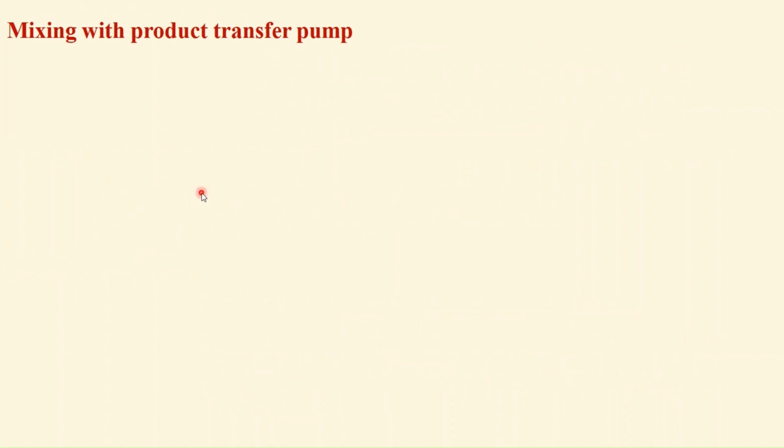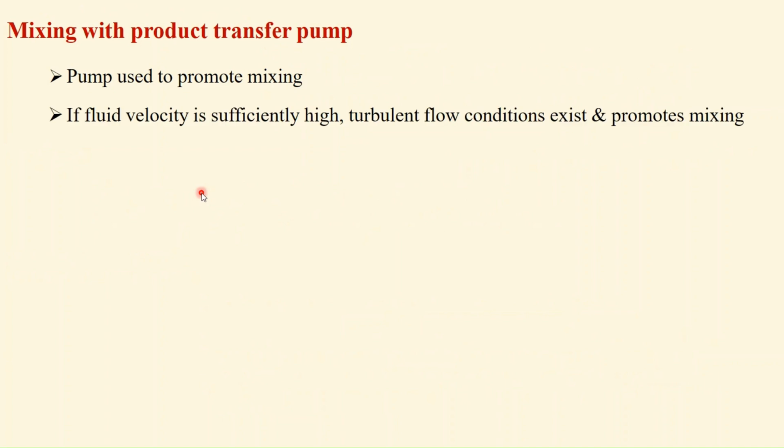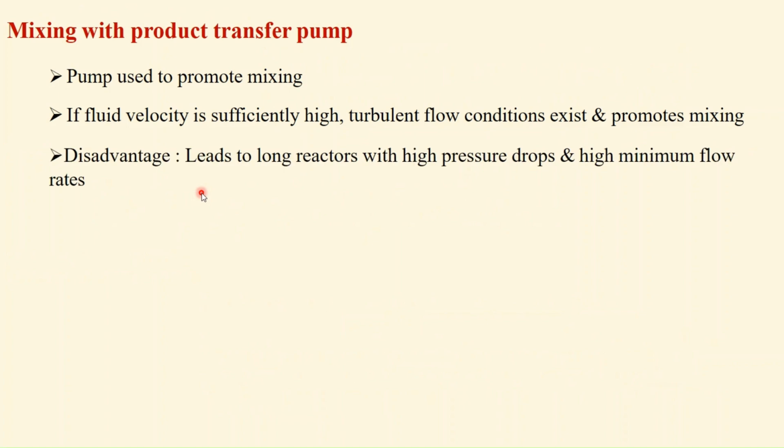Another method of achieving efficient mixing is by using a product transfer pump. This pump promotes the mixing. It increases the velocity of the fluid in the reactor, and this increase in velocity causes an increase in turbulence, which maintains the flow condition and hence promotes efficient mixing and efficient product transfer. Here there is a disadvantage. It cannot be used for long reactors because there will be a pressure drop and a change in the fluid velocity. It is useful for the smaller reactors.